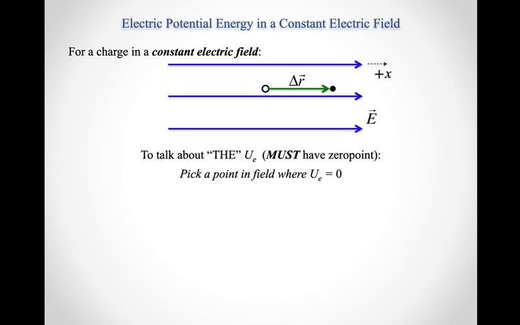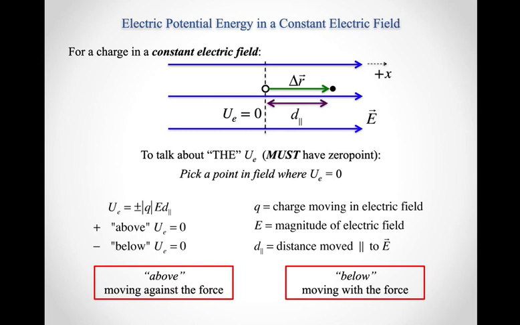So I might choose to let the 0 point for the electric potential energy in this particular problem be where my charge starts. So if my charge lies along this line, then its electric potential energy is 0 because it's at the 0 point. Of course, if I want to move it off of that line, then I need a way to calculate what the electric potential energy of my charge is. And again, the electric potential energy of my charge relative to the 0 point is given by this equation. There's a plus or minus out front. We'll talk about that in a second.